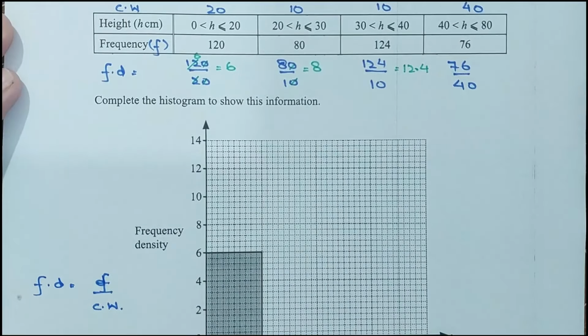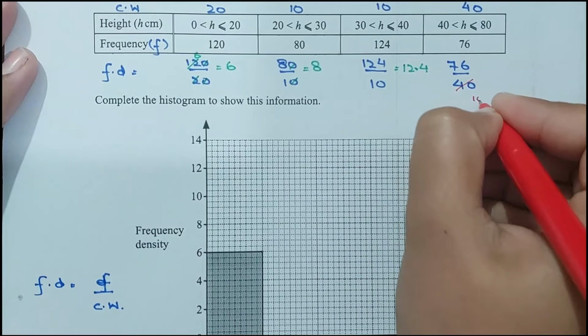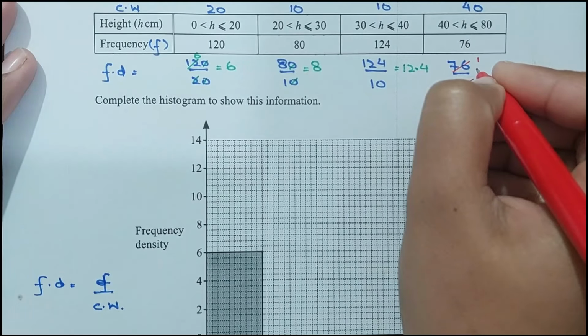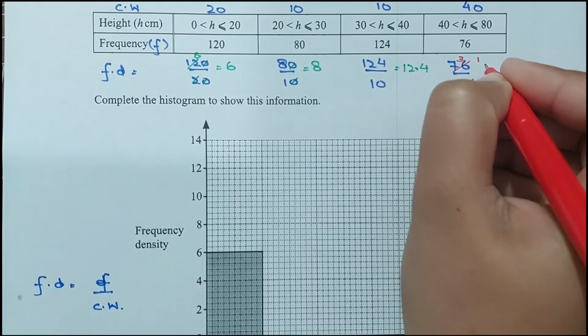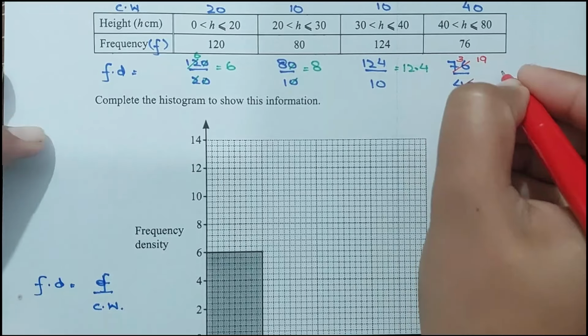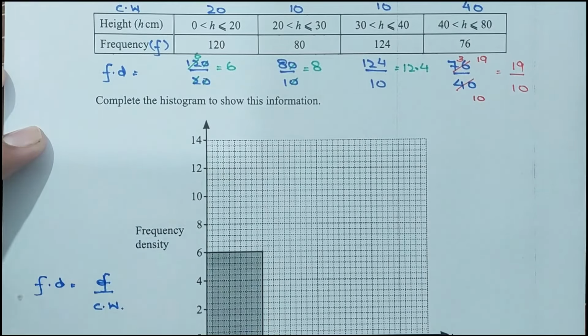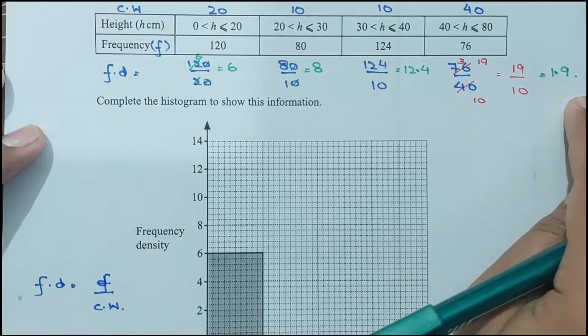Okay, so we have to calculate this one now. Let me convert this into simplest form. 4 times 10 is 40. 4 times 1 is 4 because 4 times 2 is 8. 4 times 9 is 36. So it is 19 over 10. So 19 over 10 is 1.9. Yes, this is 1.9.